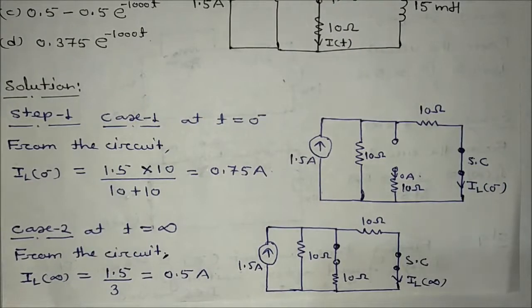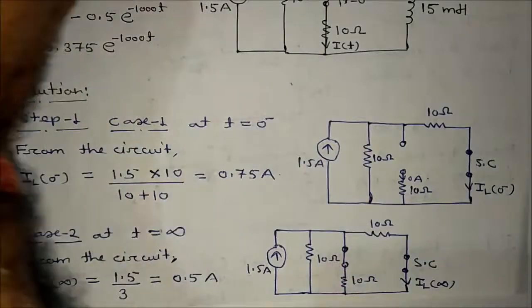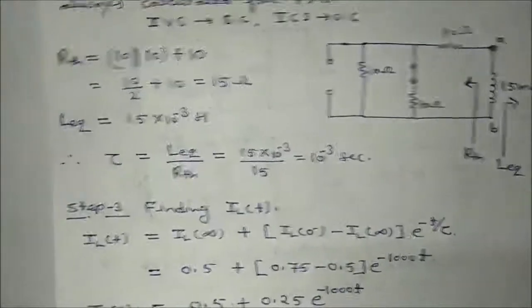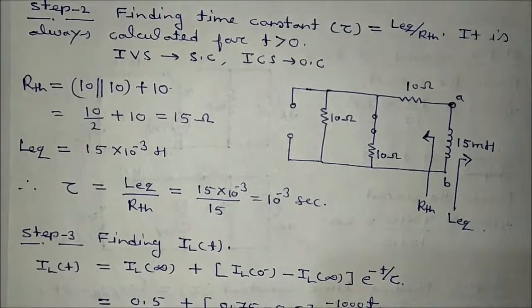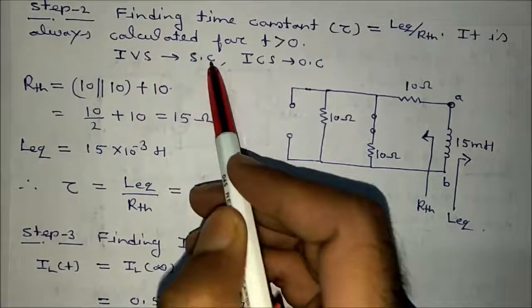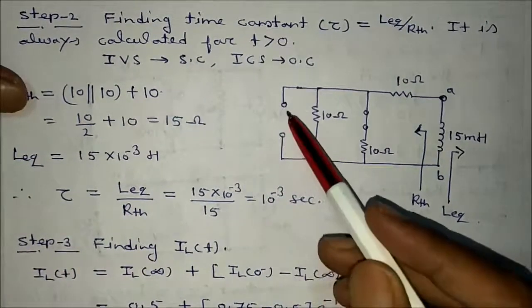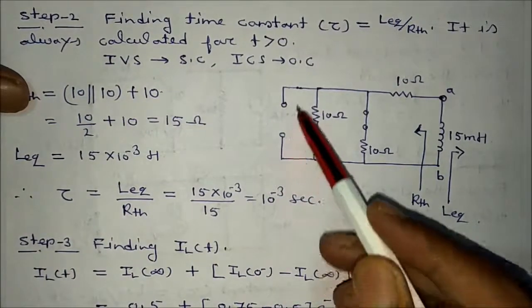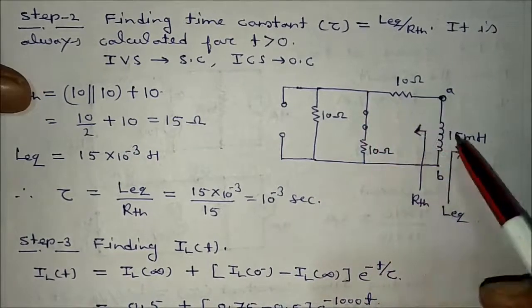We have calculated the value of iL(0 minus) and iL(infinity). Now the next step is finding the time constant of the circuit. We know that the time constant is always calculated for t greater than 0. All independent voltage sources will be short circuited and current sources will be open circuited. So the current source that was here will be open circuited. This is 10 ohm, the switch is closed, this is 10 ohm, this is 10 ohm, this is 15.